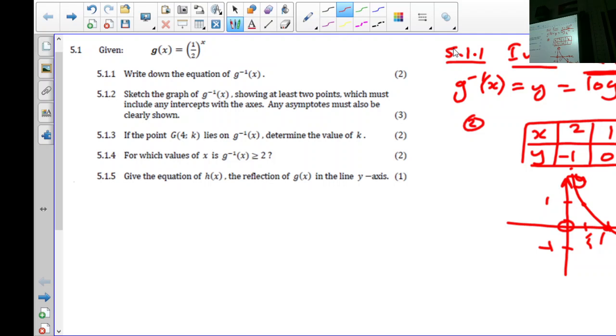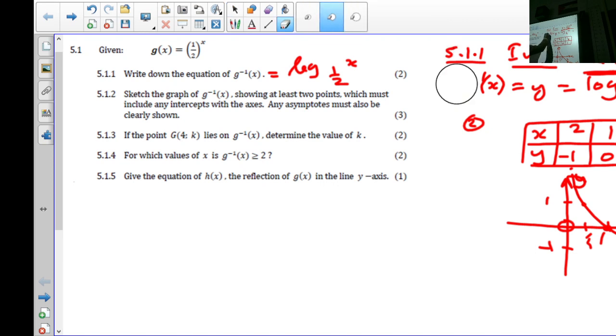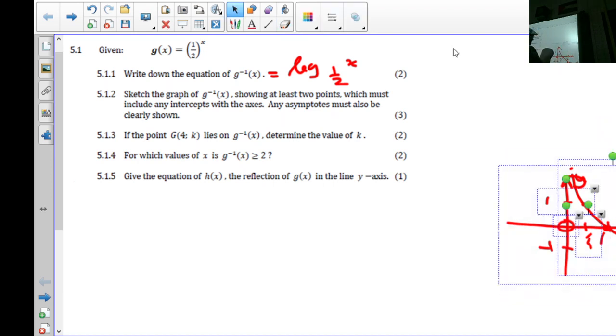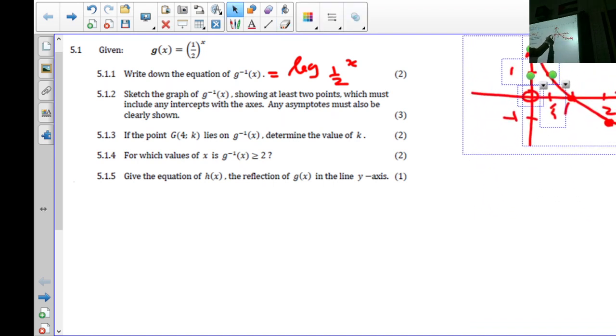Okay. 5.1.3. Let's just take this off. It's going to write here y is equal to log x base half. So that I can take this off. I might need this graph here, so let's keep that.